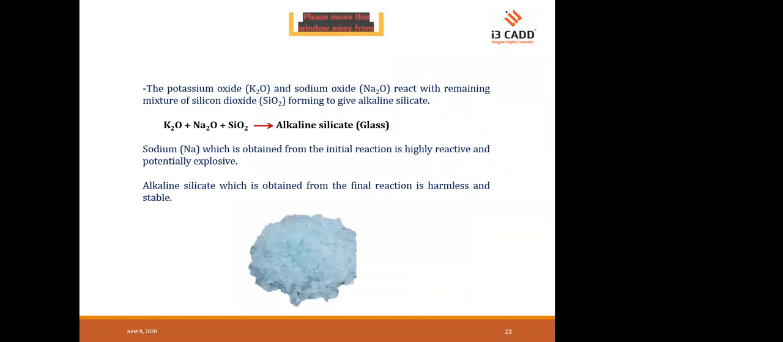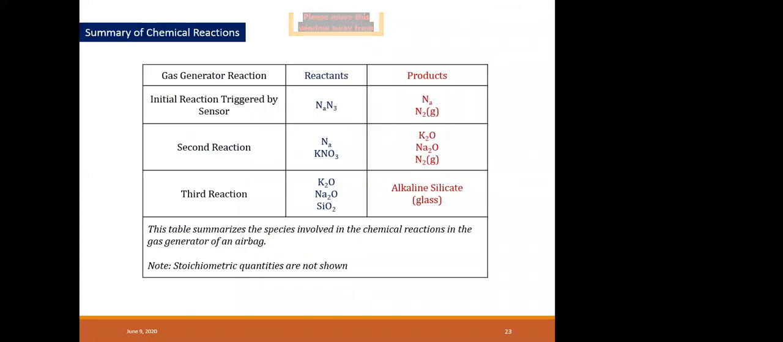See what will happen? The metallic inflator will burst into small fragmented metallic chips that will strike the front seat occupants. That will increase the fatality rate. So the chemical used to inflate the airbag is very, very important here. Okay, and here is the summary of your chemical reactions: what are the reactants involved and what are the products in each reaction? The initial reaction is a decomposition reaction in which sodium azide, NaN3, is decomposed to produce sodium metal and nitrogen gas. This nitrogen gas is used to inflate the airbag.